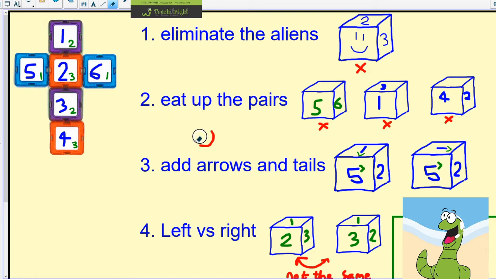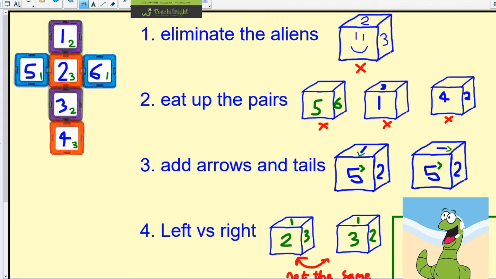Right, the last 2 are slightly more complicated, but also thankfully slightly rarer. The next one is to add arrows and tails. Well, with arrows and tails, what do I mean? Really, it means to consider the direction of things. So if I look at my shape here, I've got 1, 2, and 5.